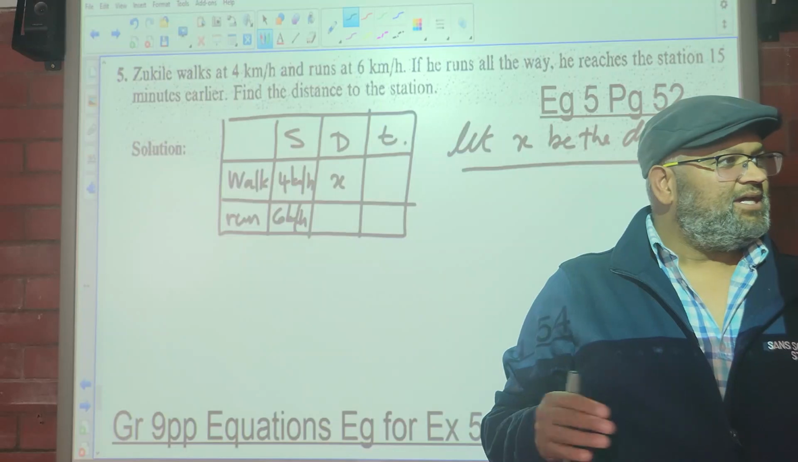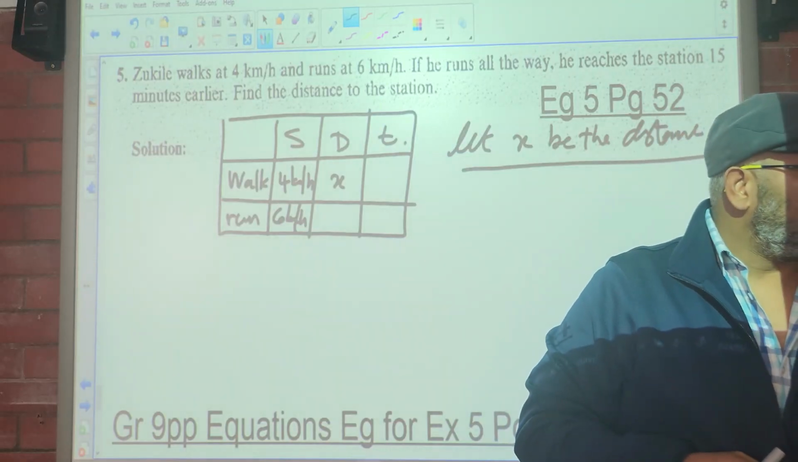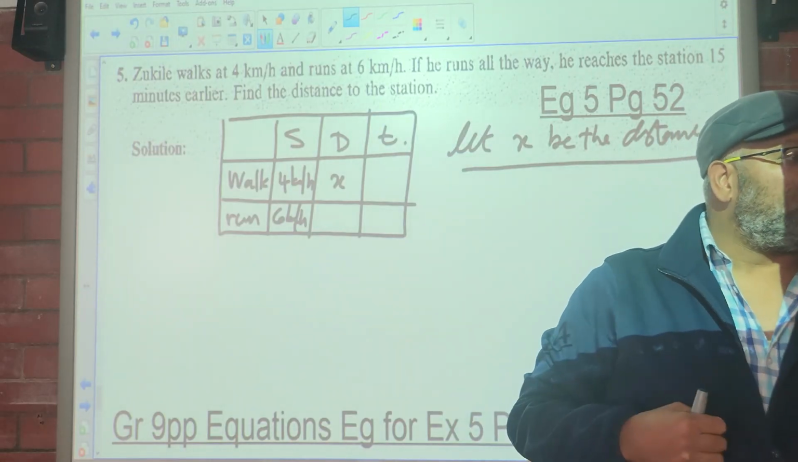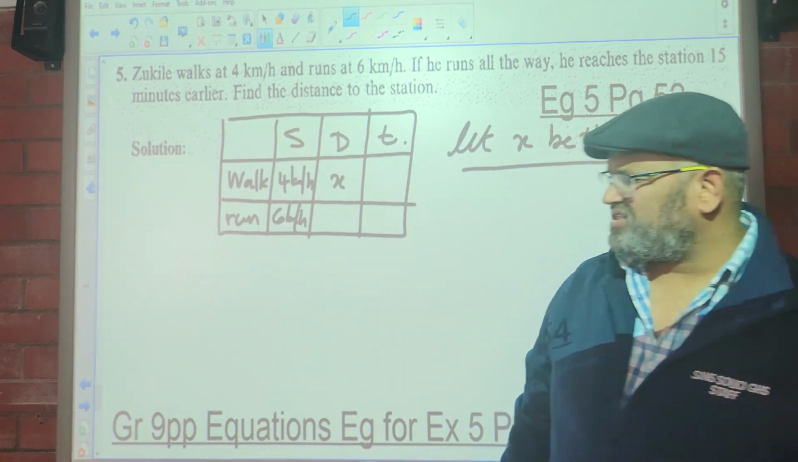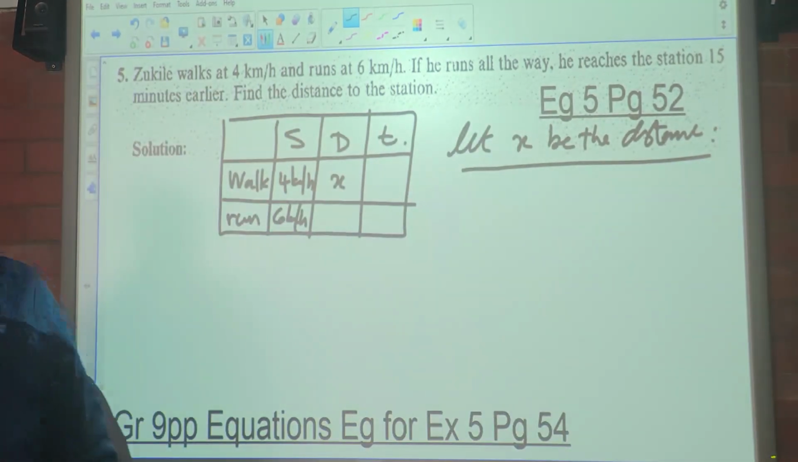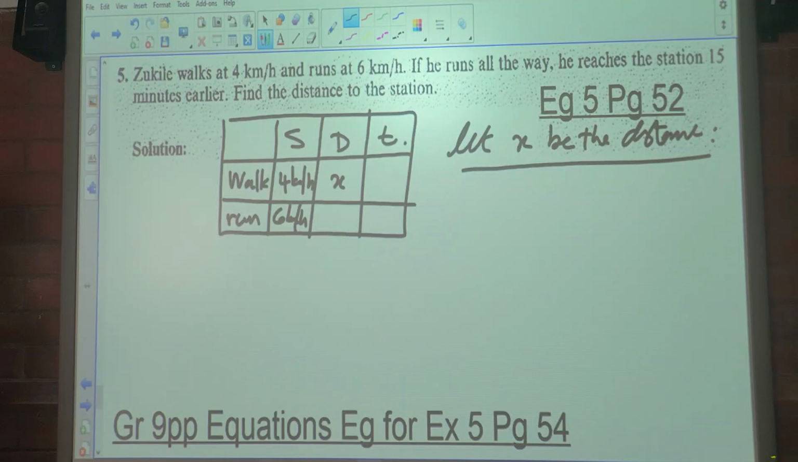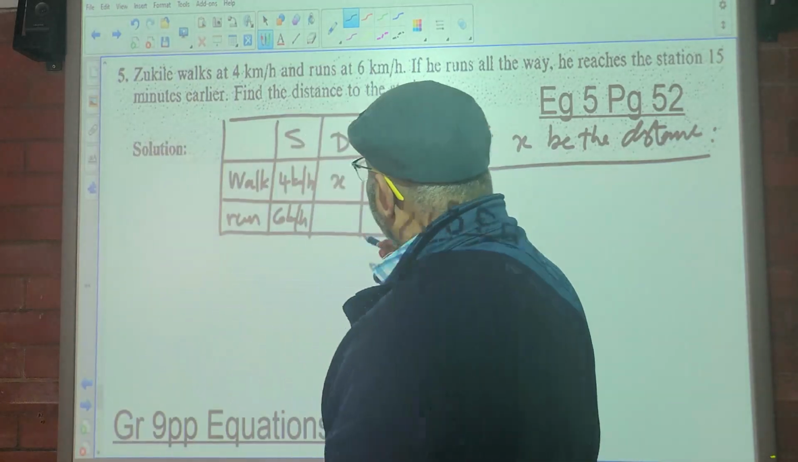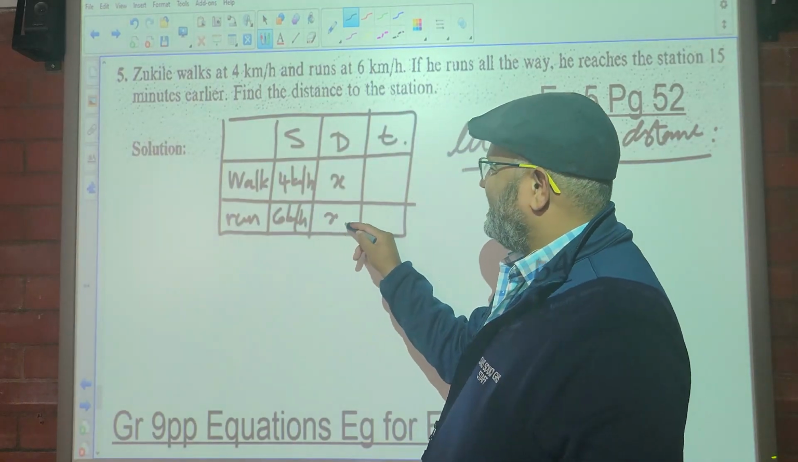Not so. If he runs to the station, will the distance be shorter or longer? Talk nonsense, man. The same. How can it be shorter? The time will be less here. The time will be shorter. But the distance will remain the distance. You guys can't see, so you're tired already. But anyway, that is x.